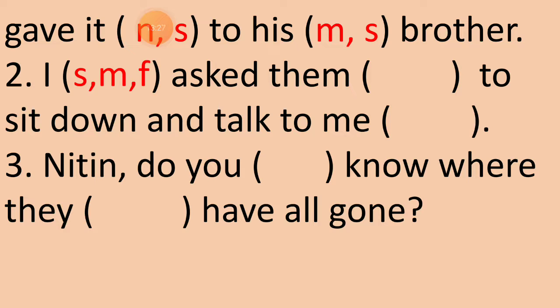I ask them. Now them, they are plural in number. So P for plural, and we don't know whether all the girls are there or all the boys are there. So again M and F. M for male, F for female. To sit down and talk to me. So again for me, singular, male or female, because here we don't know who I is. I refers to a boy or a girl.